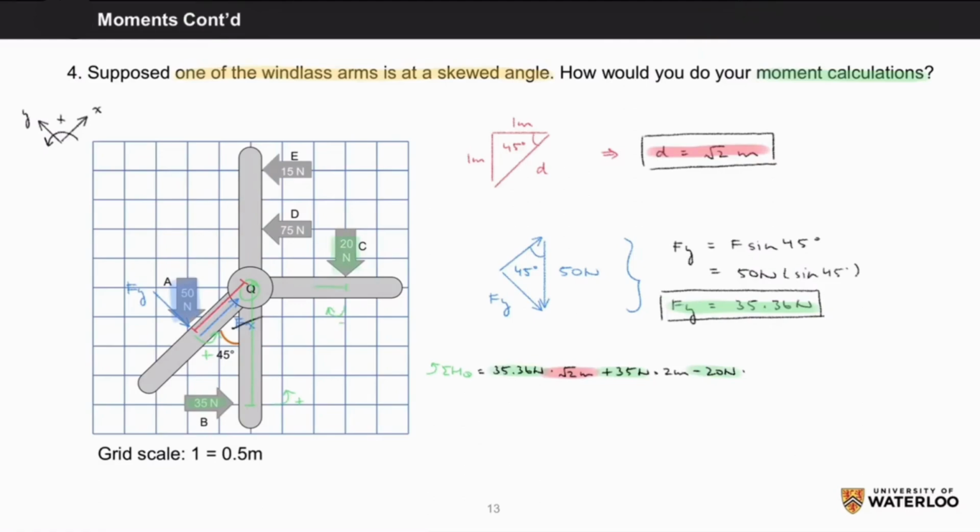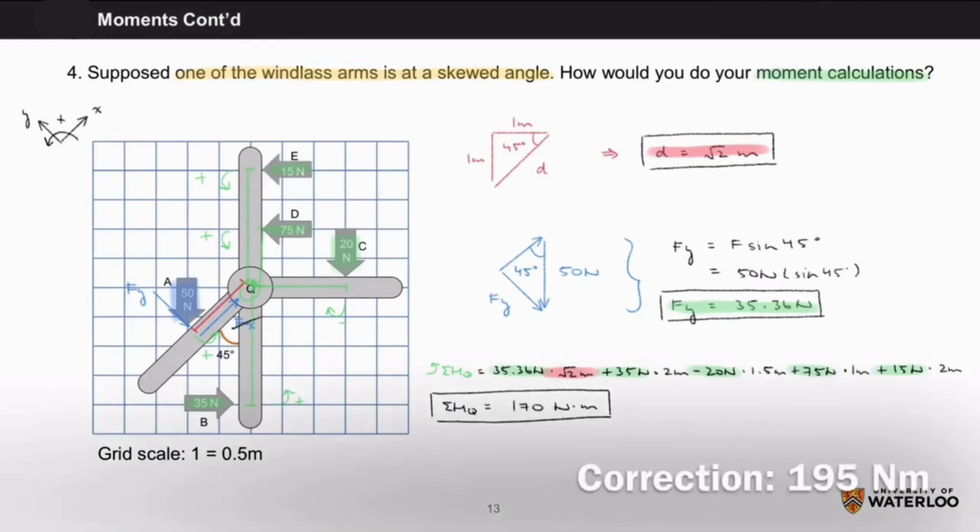direction, times its normal distance to Q of 1.5 meters, plus 75 newtons from D, which we're adding because it will act in the counterclockwise direction, times its normal distance to Q of 1 meter, plus 15 newtons from E, which we're also adding because it will act in the counterclockwise direction, times its normal distance to Q of 2 meters. This will give us a total moment of positive 170 Newton meters, which will be acting in the counterclockwise direction since it's positive.